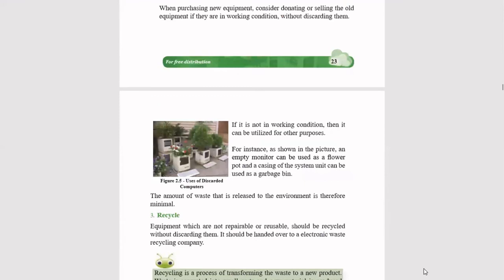Like now see in this picture, they are using the discarded CRT monitors as flower pots. A system unit can be used as a garbage bin. Okay, that is when the computer is anyway broken and you cannot use it. But if it is still working or you can use it, rather than throwing it to the garbage, you can sell it or you can donate it to somebody else. So at least somebody else will be using it even though you are buying a new gadget.